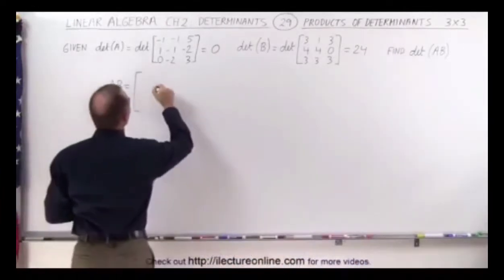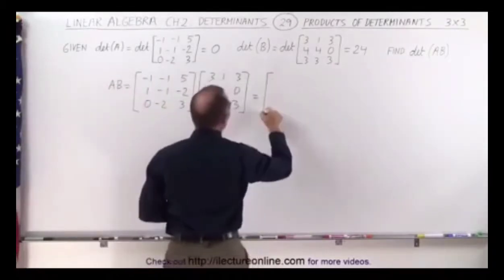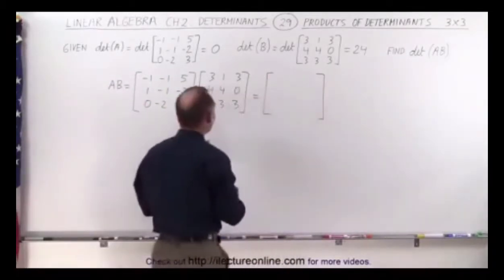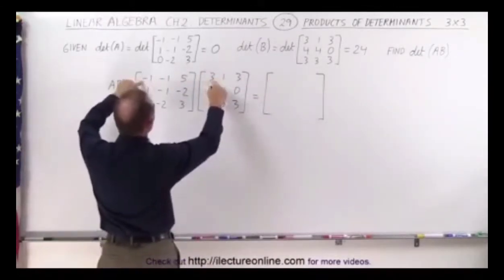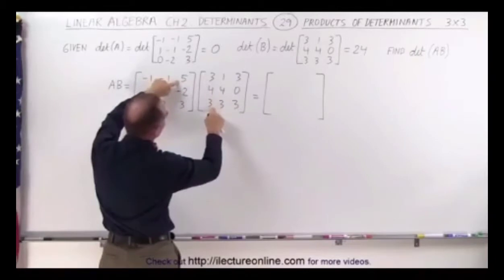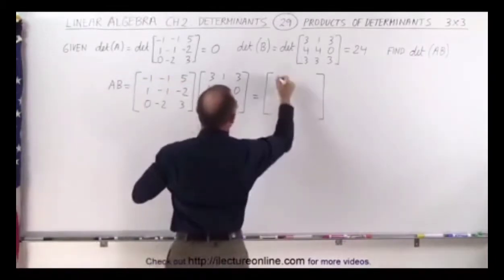First matrix, negative 1, negative 1, 0, negative 2, and 3. That, again, we get a 3 by 3 matrix. And to find the first element up here, we multiply this row times the first column. That's minus 3, minus 4 is minus 7, plus 15 is plus 8.